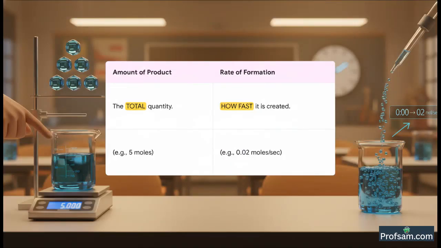Now, this is a super common point of confusion, so listen up. There's a big difference between the total amount of product and the rate of formation. See, if your reaction makes 5 moles of product in the end, that's the total amount. But if it's being made at a speed of 0.02 moles every second, that's the rate. Rate always has a time component. Don't mix these two up.